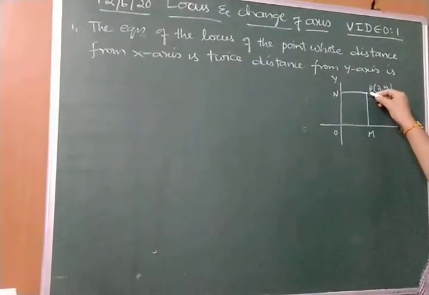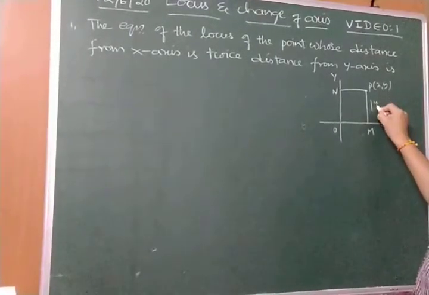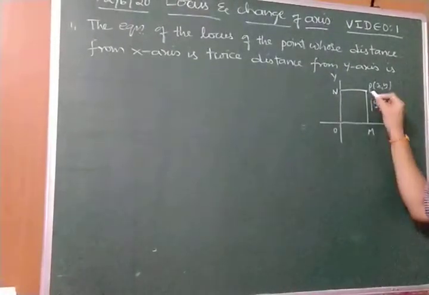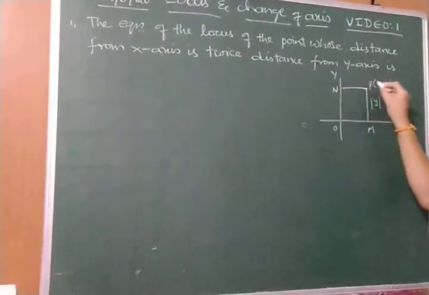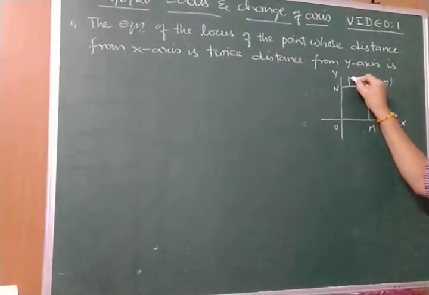PM means the distance from P to the x-axis is always equal to the y coordinate of P. So mod y. And the distance from P to the y-axis is always equal to the x coordinate of P. So that is mod x.